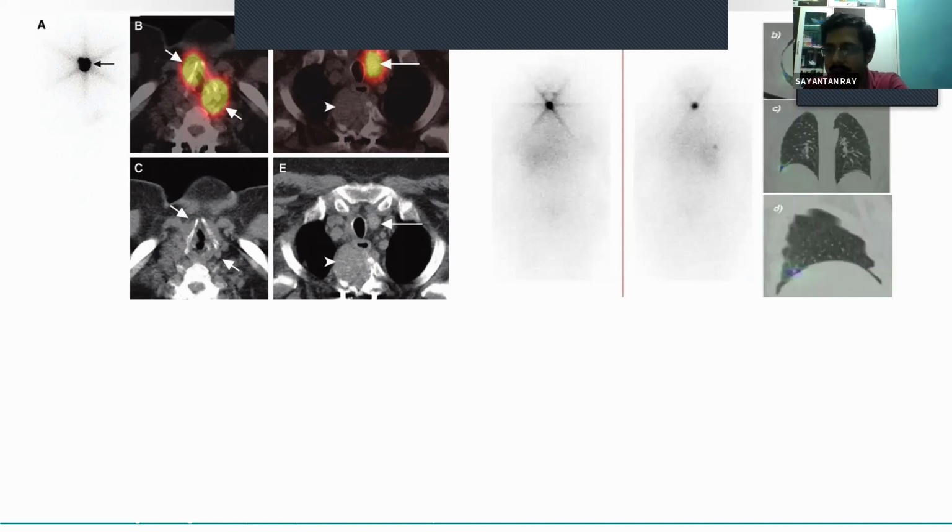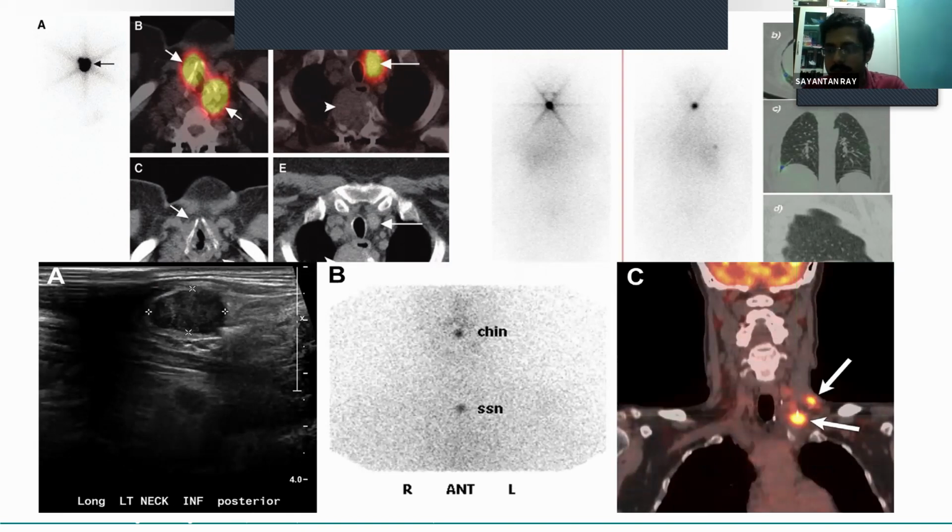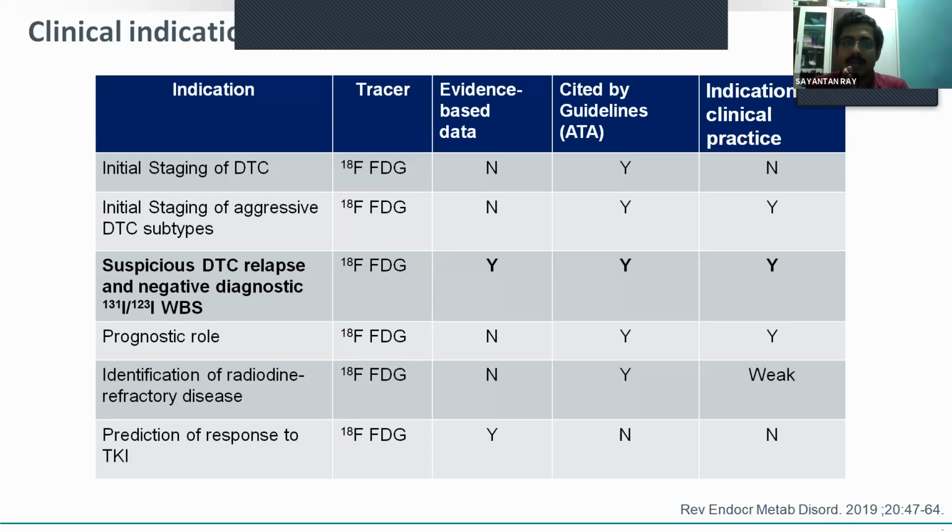The whole body image shows a faint increased tracer uptake in the liver dome, that is a posterior image. Now, if we do a fused SPECT-CT image, this co-localizes to an I-131 avid pulmonary nodule at the base of the right lung. And the last one is FDG PET-CT showing metabolically active left anterior neck nodes. FDG usually exhibits a high specificity in detection of metastatic lymph nodes in patients with DTC. And you can see here that the iodine imaging is negative for this nodal metastasis. So quickly, for the clinical indication, only for a suspicious DTC relapse and a negative diagnostic I-131 or I-123 whole body scan, we have the greatest evidence base for FDG PET, and it is indicated in clinical practice.